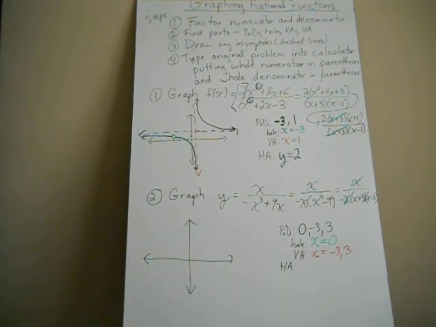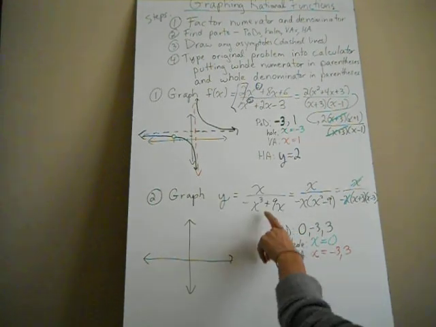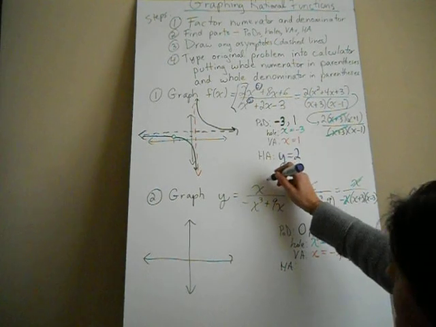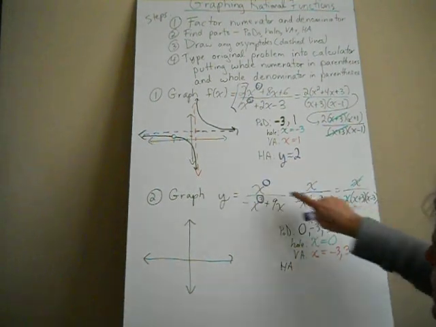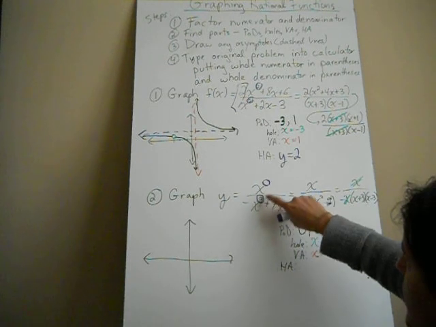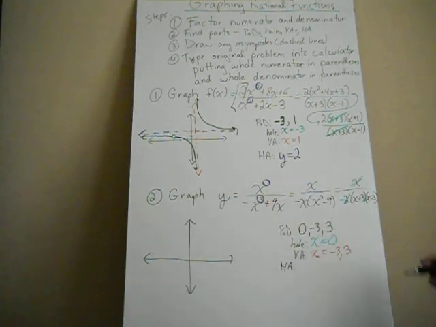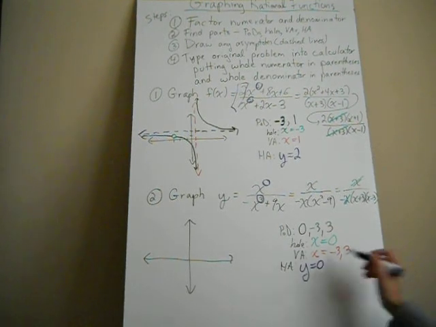Our horizontal asymptote, we go back to the original function and we look and see the relationship between the highest power in the numerator and the highest power in the denominator. Now that's an understood one. So 3 is bigger than 1. Since our denominator power is bigger, that means we're going to have a horizontal asymptote at y equals 0.